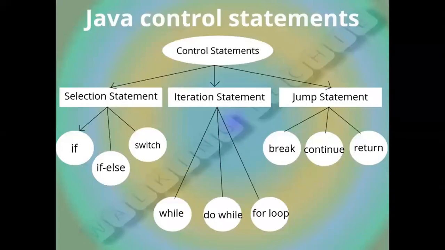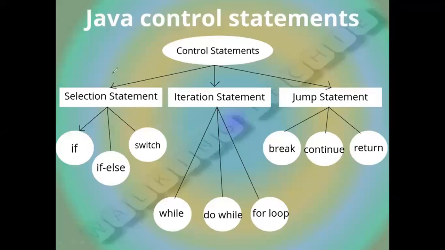So in today's session, we are going to cover the control statements. As we saw earlier, these control statements are divided into three types: selection, iteration, and jump. Here is the meaning of these three types of control statements.